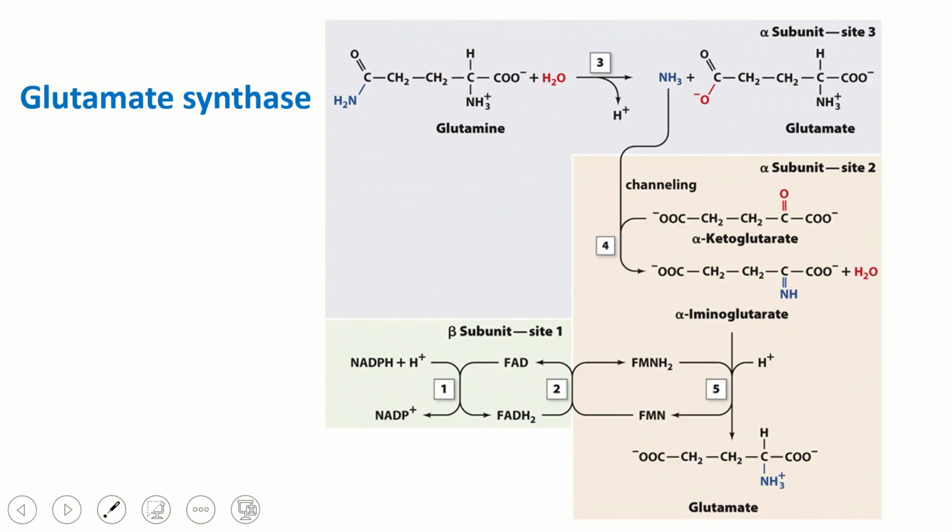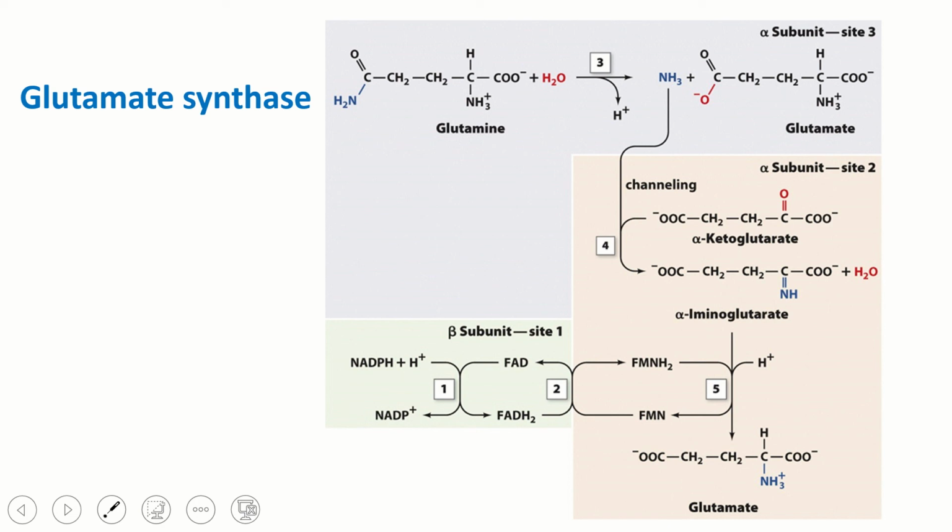So for the enzyme glutamate synthase, the ammonium is released from glutamine, converting the amino acid back to glutamate, and then forming ammonia or ammonium. This is then incorporated into alpha-ketoglutarate, which, as you remember, is an intermediate of the Krebs cycle.